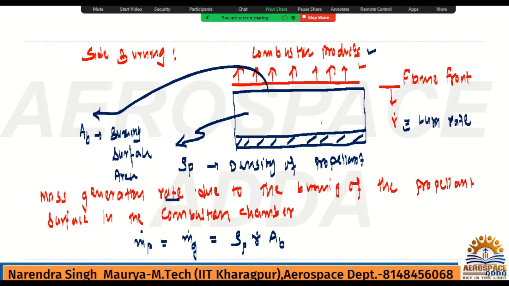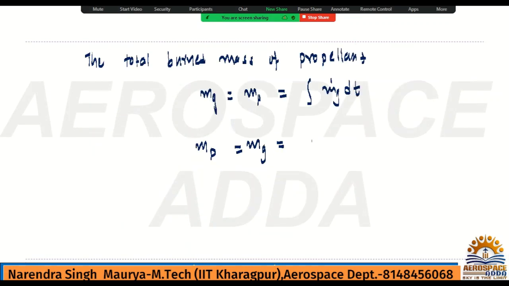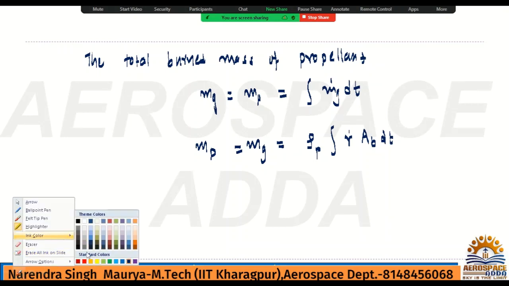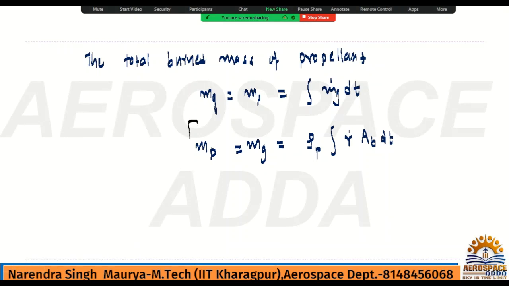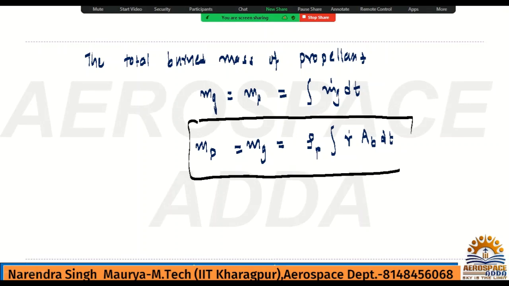What is the value of m dot g? Here you have written it is rho p r dot AB. So rho p, the density of the propellant, you can take outside, and then you integrate r dot, the burning rate, into AB into dt. This is the way to calculate the amount of burned propellant. Sometimes it is asked. One time they asked a very nice question, a mass and burning rate based question, in GATE.